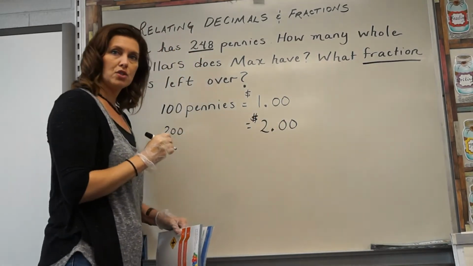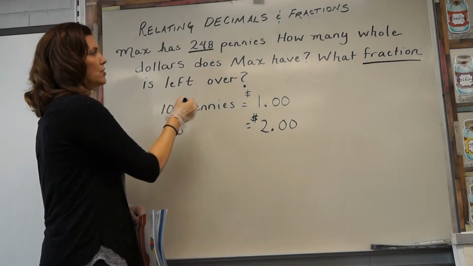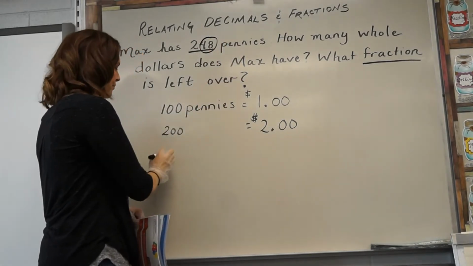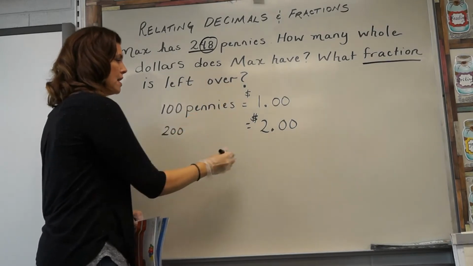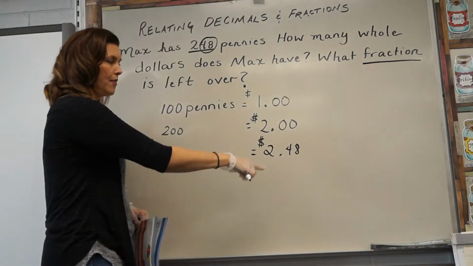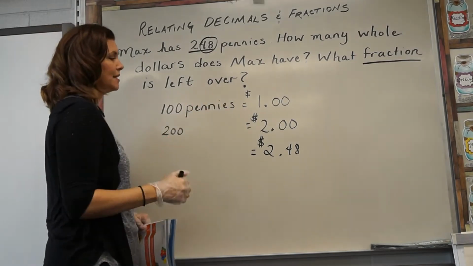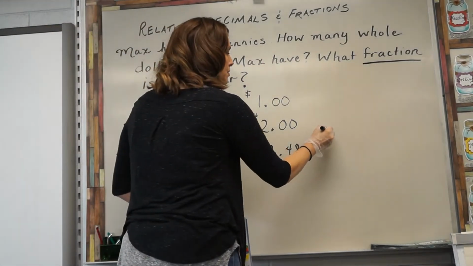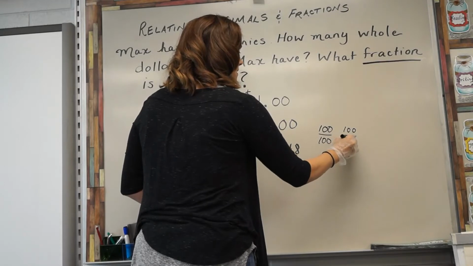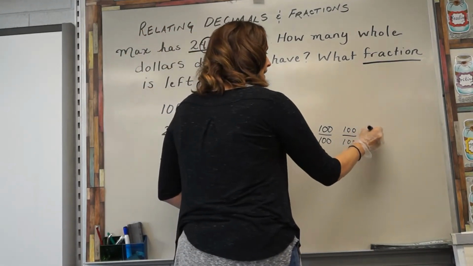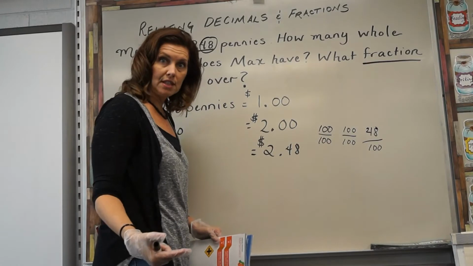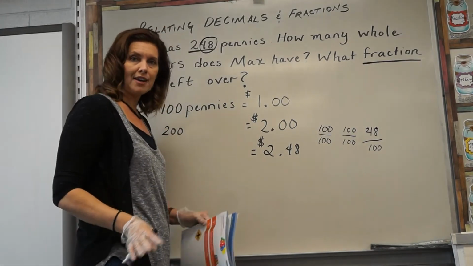Excellent. All right, so what fraction, though, is left over after we've taken the 200? Chloe? That's right, 48 is left. So we have 2 whole dollars, but then we have 48 cents left over. Now, in order to think about this in terms of a fraction, because it said what fraction is left over, we've got 100 hundredths, which is our first dollar, right? And then we have another 100 hundredths, which is another dollar. But then we have 48 over 100, 48 hundredths, which is our cents, which is our fraction of a dollar. So this is how we're going to relate decimals and fractions together.